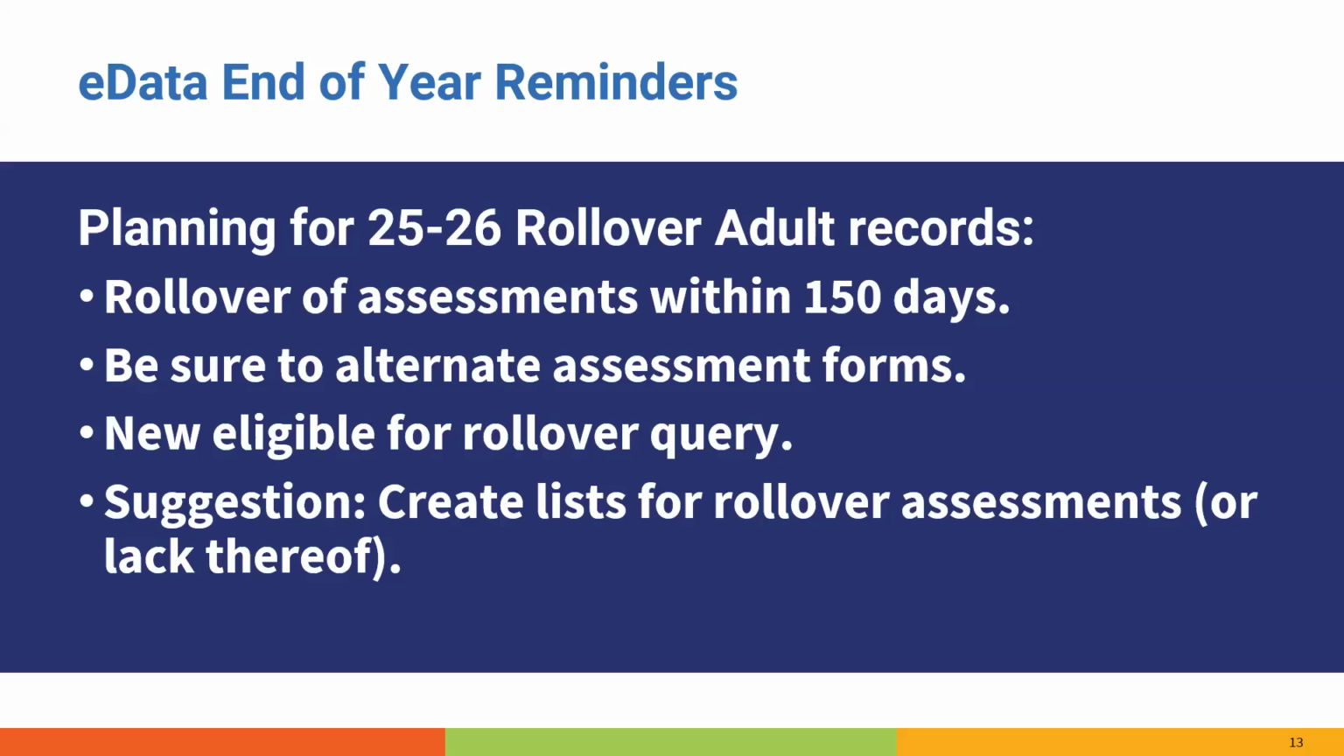They're only going to be available, they being the assessments, within 150 days of whatever the adult's start date is for the current program year. So if someone starts July 15th, for example, you'll only be able to trace back 150 days before that to roll over an assessment. If the assessment is older than that or outside of that 150-day window, they will not have a rollover, and you would need to have an assessment within 30 days of their start date for them to be eligible for enrollment next year.